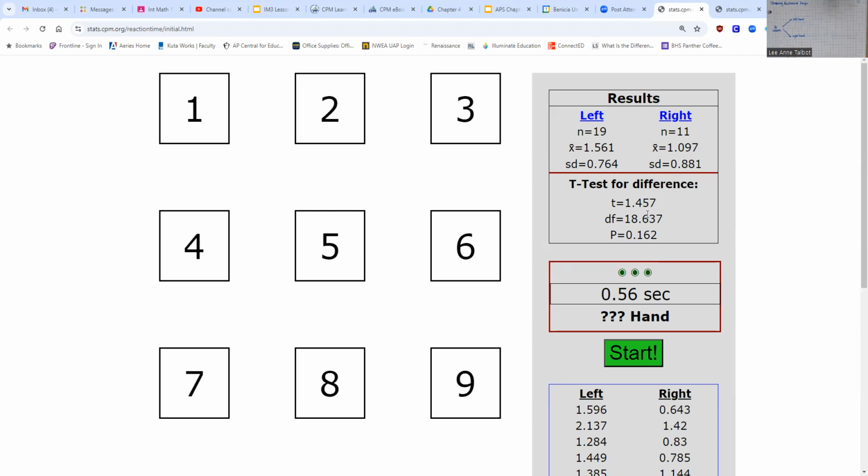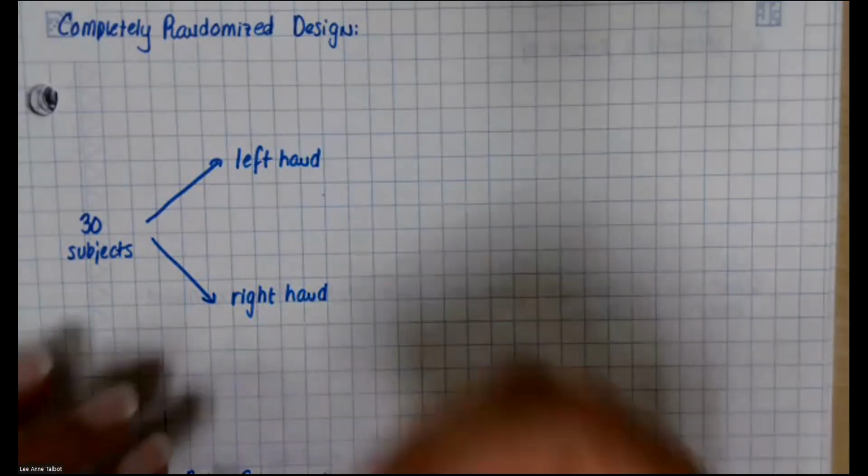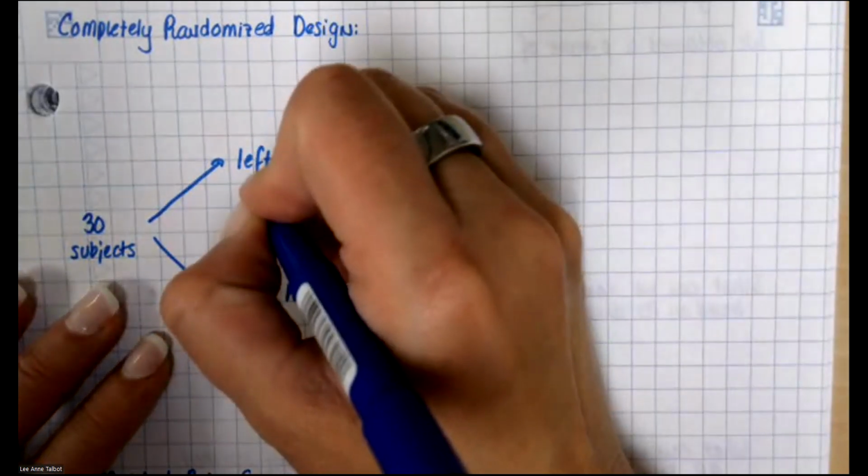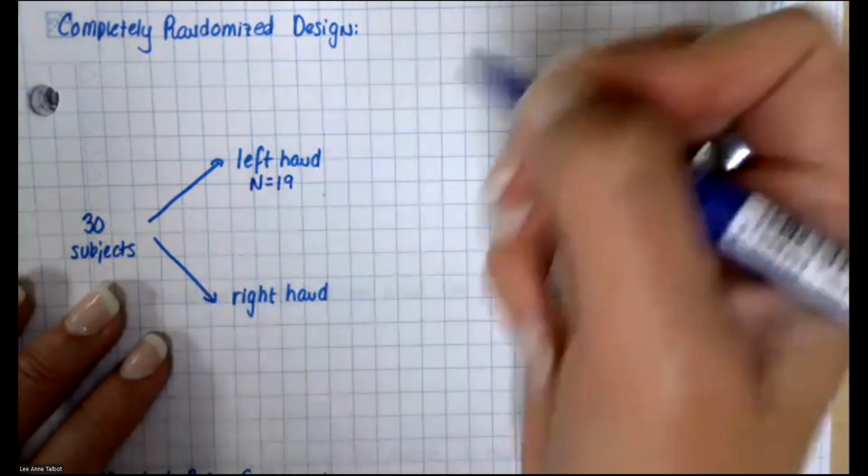Okay, and all of this stuff is really fun, but you don't know any of it yet. So what we're gonna do is take some of this stuff and put it into our diagram. So it was 19 and 11. All right, so left hand was n equals 19.